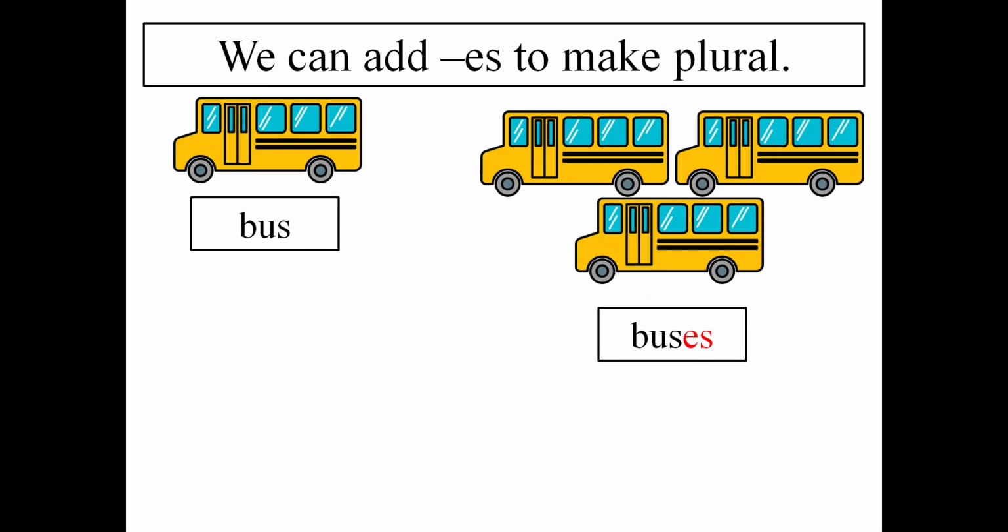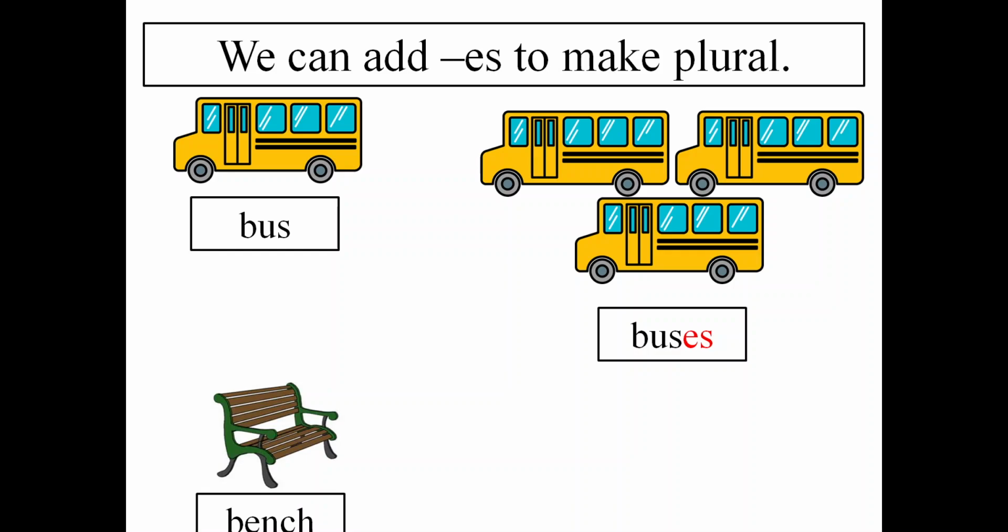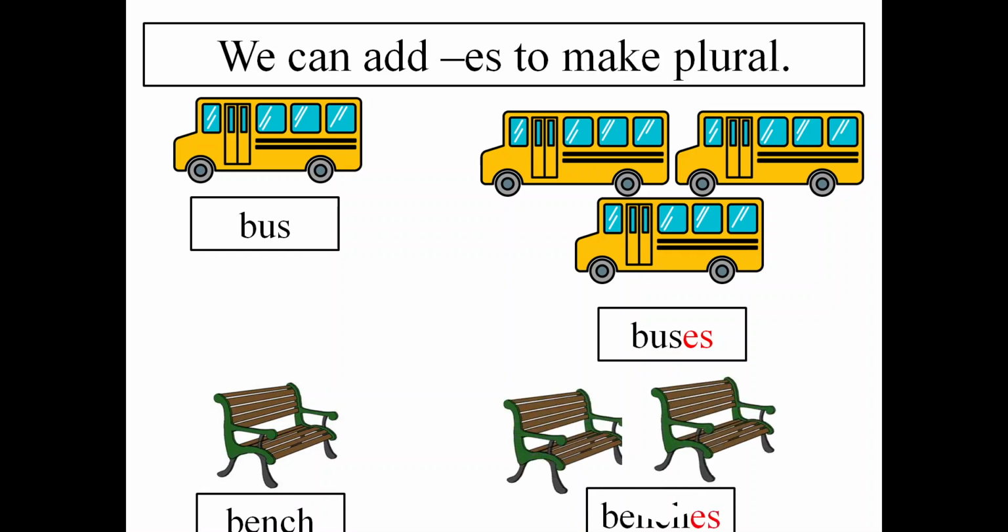Children, there is one more rule. We can add ES to make plural. How? One bus, three buses. BUSES. One bench, two benches. ES is added at the end.